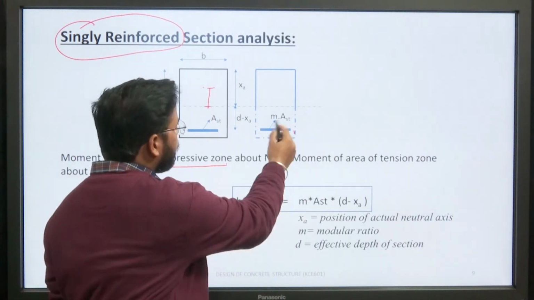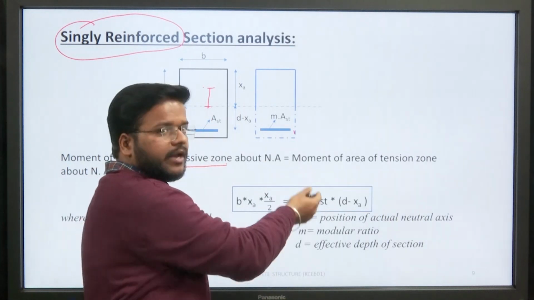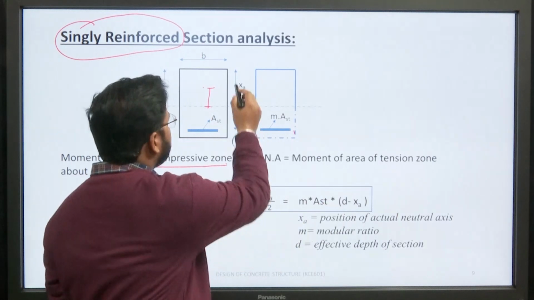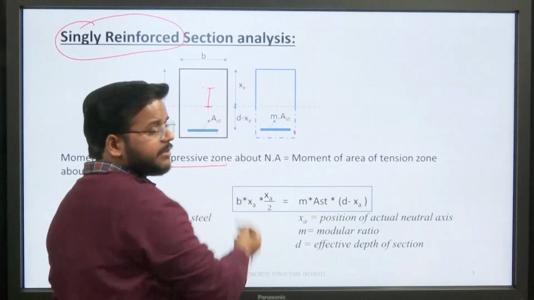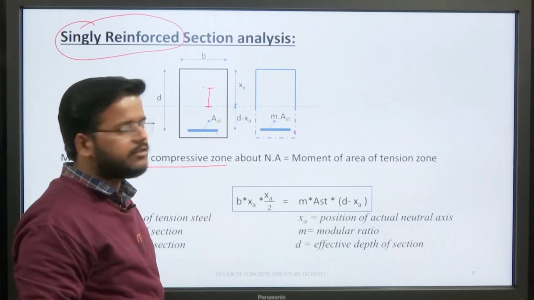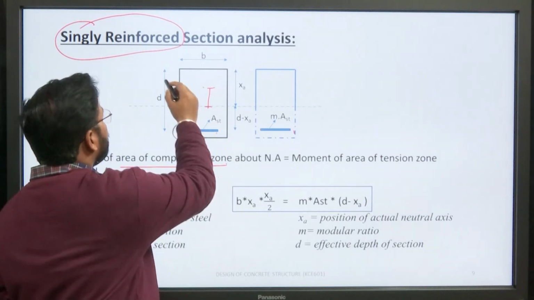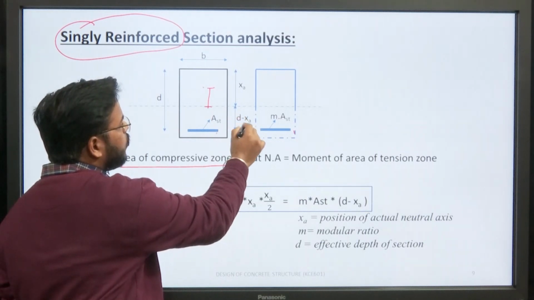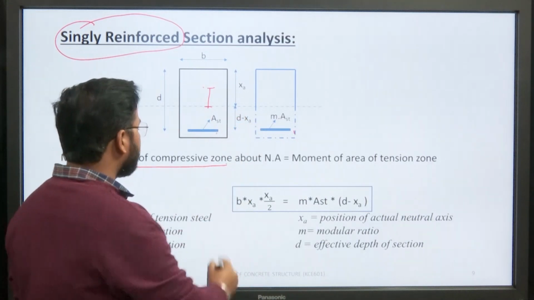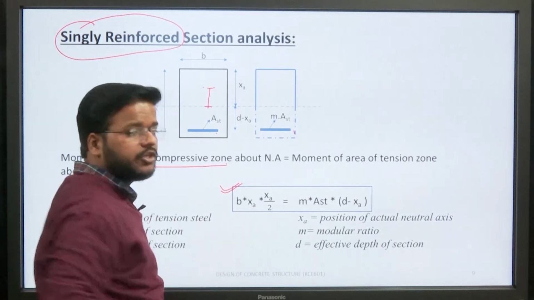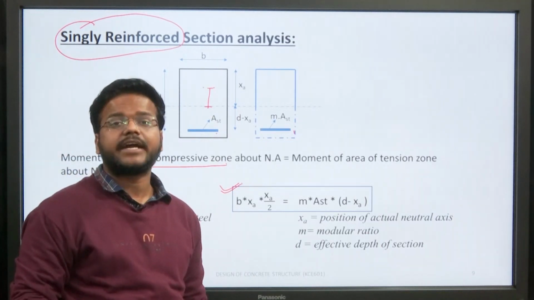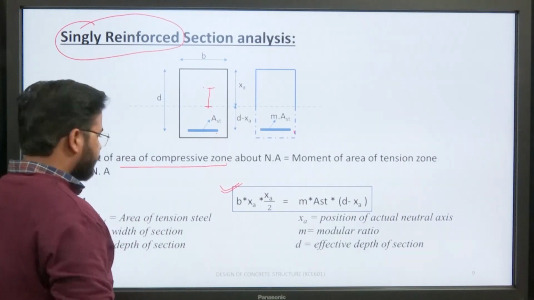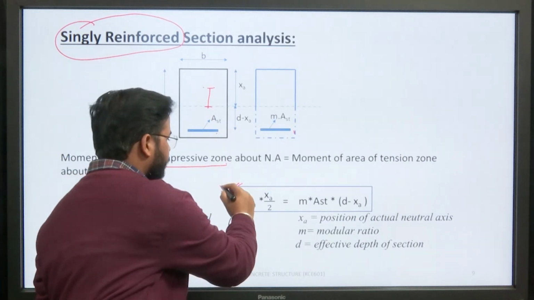Now, the area of steel, which is equivalent to concrete, m Ast, into its moment, d minus xa, because from there to the extreme concrete fiber it is equal to the effective depth, which is d. So, this total value is d, this is xa, then this value is d minus xa. This is a very important equation which is actually used for finding the position of the neutral axis in different types of sections. So, note it down. Okay.